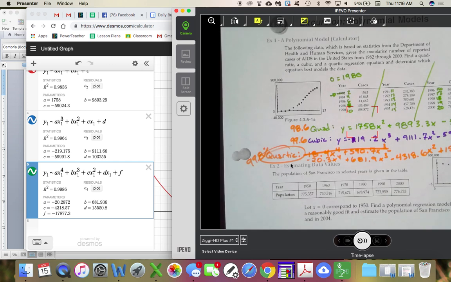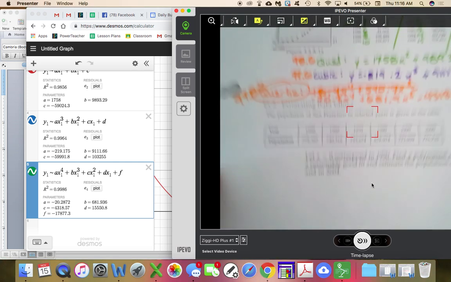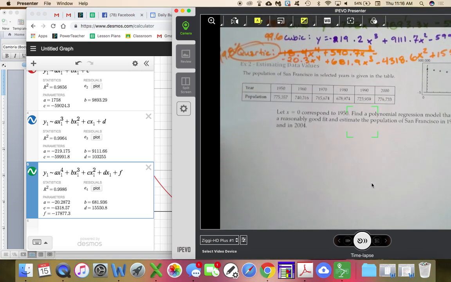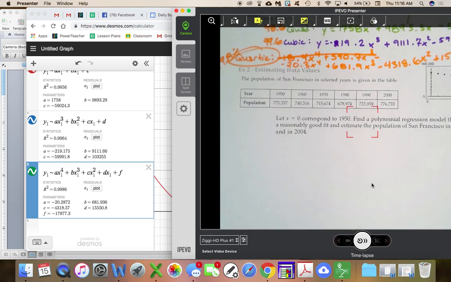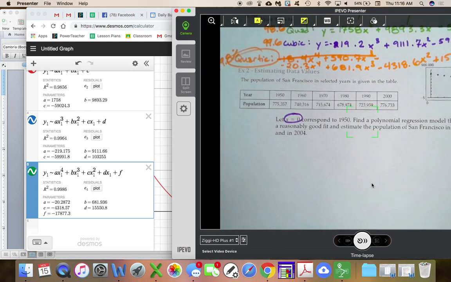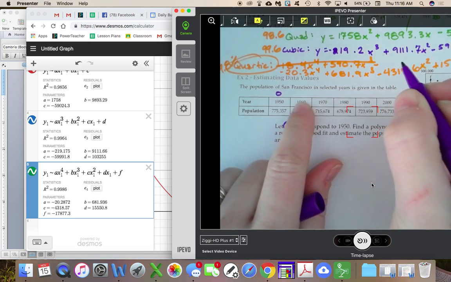Go to graphing calculator. This one will be a little bit shorter. And this one just says, which one is the best? This one tells you, let x equal 0 correspond to 1950. So this is going to be 0. What's 1960 going to be?